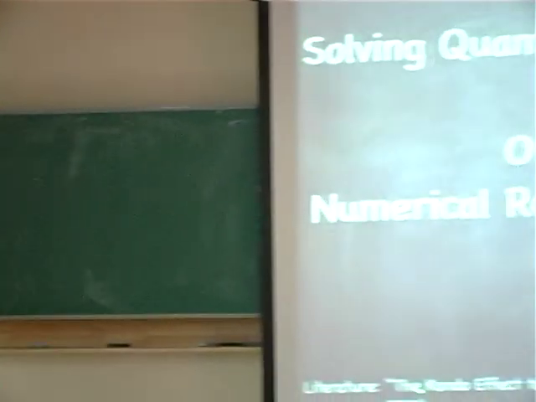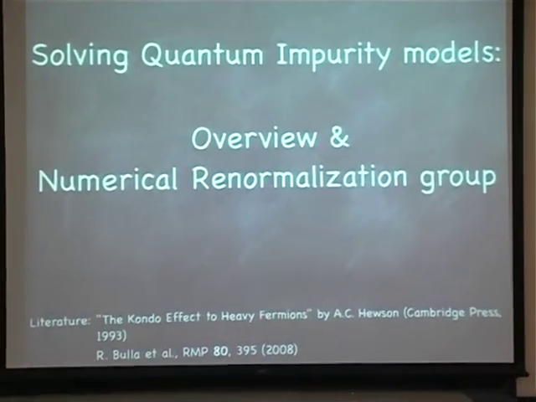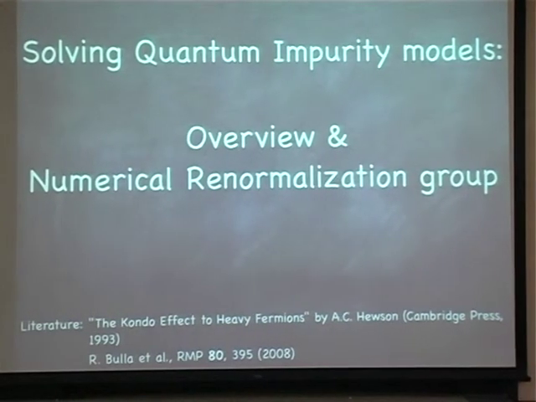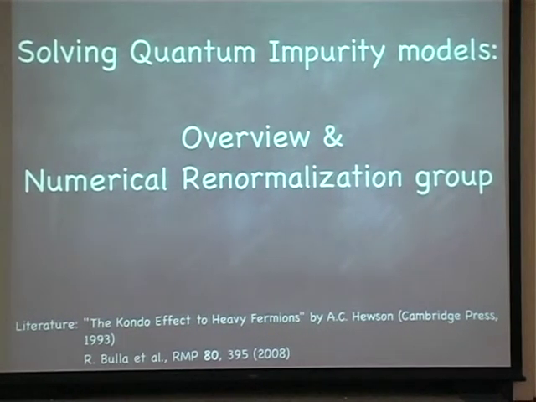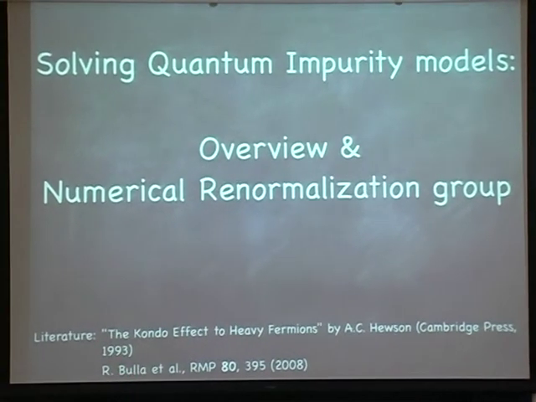And I would again draw attention to the literature here. For the more general aspects, you can look at The Kondo Effect to Heavy Fermions by Alex Hewson. And I want to talk about the numerical renormalization group, because you can also see some nice pictures of how that works. And here you find a recent review article by Ralf Bulla and others.